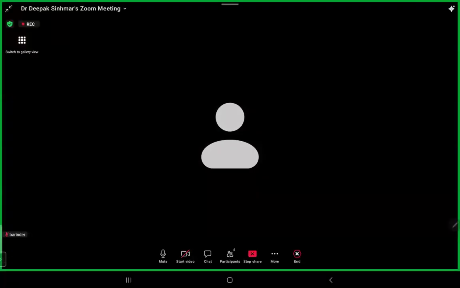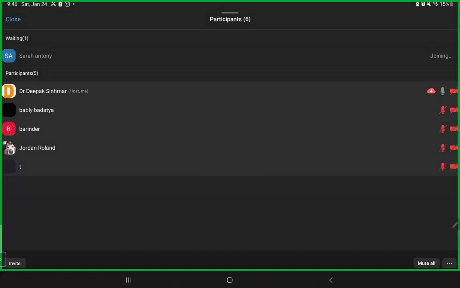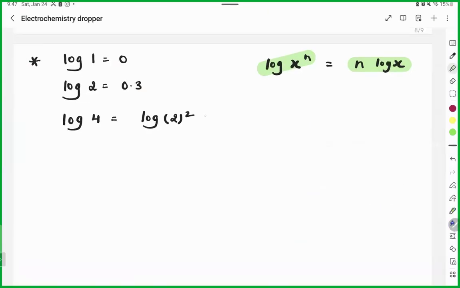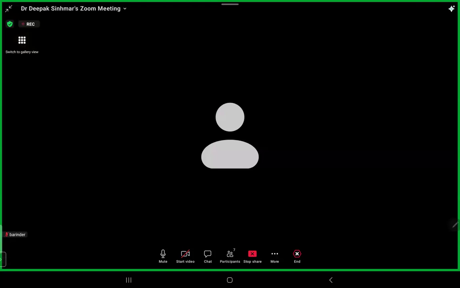So it will be what? Ryan, can we say log 2 raised to power 2, 2 will come into multiply? Yes, sir, 2 log 2. So 2 log 2, where log 2 value is 0.3, will be 0.6. So you need to know log x raised to power n is equal to n log x.